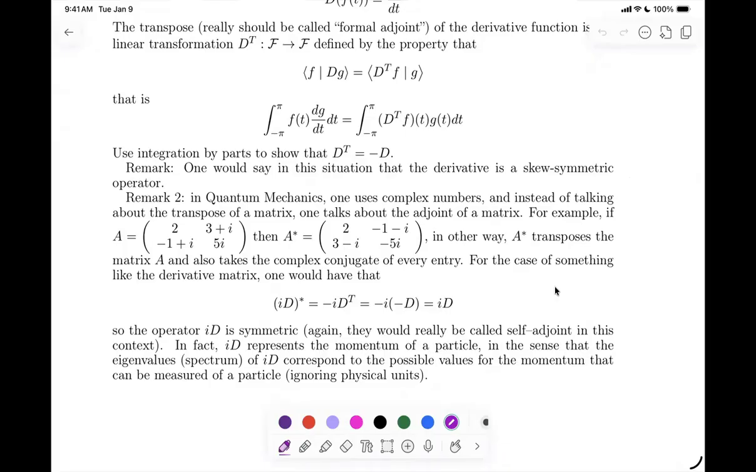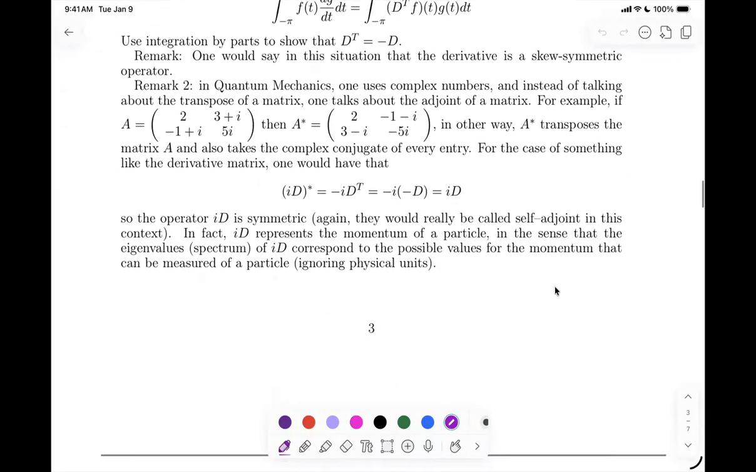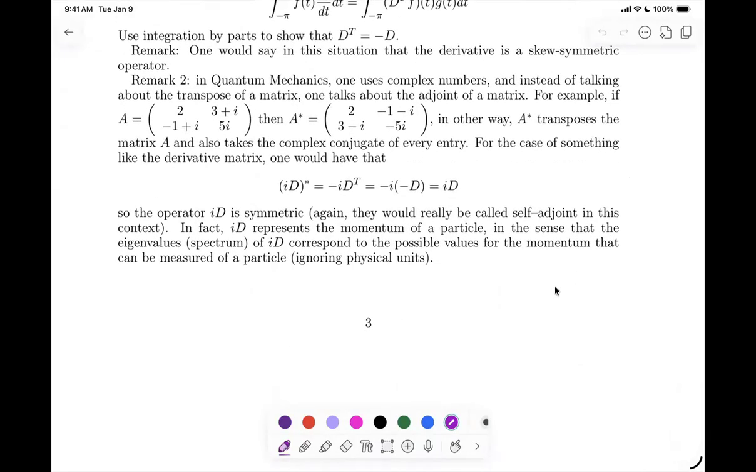So that's the analog of a symmetric matrix when you have complex numbers around, and that's useful because, for example, that is how in quantum mechanics you represent the momentum of a particle. You represent it by a derivative, what they call an observable, which is just a fancy way of saying a self-adjoint operator. Self-adjoint is kind of like the version of symmetric. That's what they call that.